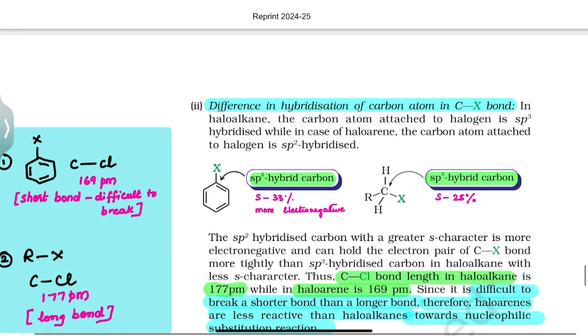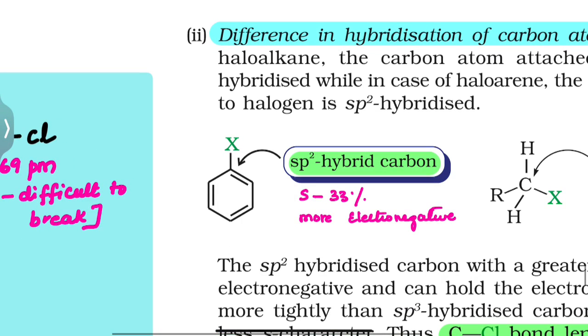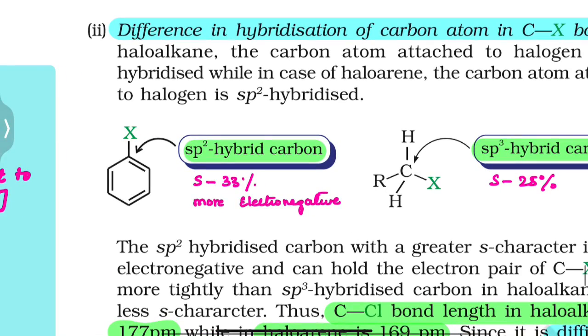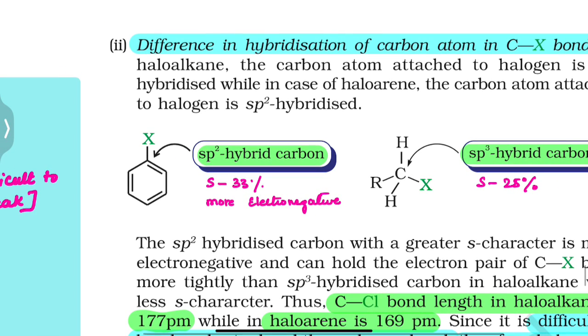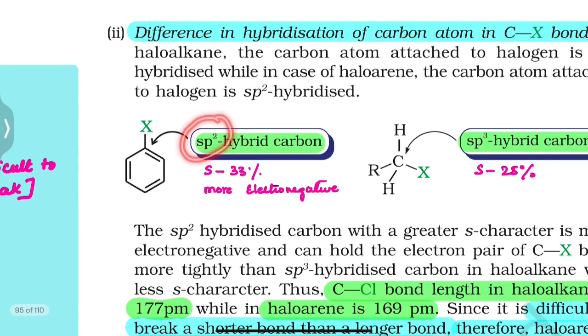Second is the difference in hybridization of the carbon atom in the C-X bond. Here you can see this is a haloarene and this is a haloalkane. Here the carbon atom is sp2 hybridized, halogen is attached to an sp2 hybridized carbon atom, whereas in the haloalkane, halogen is attached to a carbon which is sp3 hybridized. Since the carbon is sp2 hybridized, the s character is 33%, whereas here the s character is 25%.